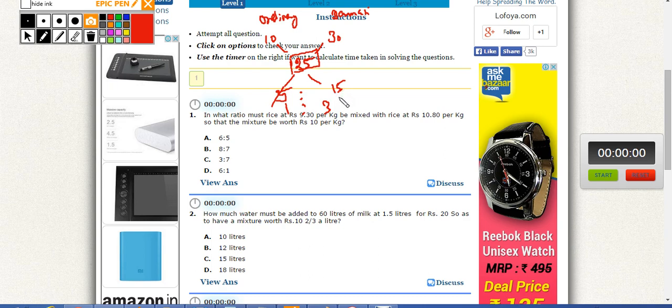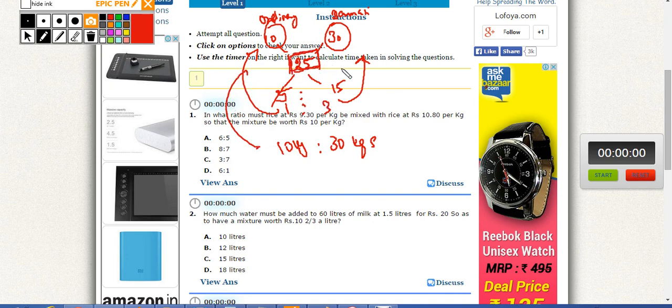So what does that mean? That means that you have to mix 3 parts of 30 rupees rice with 1 part of 10 rupees rice. Okay, it can be anything. Say if you mix 30 kgs of basmati rice, then you have to mix 10 kgs of ordinary rice. Only then the price would come to 25 rupees for you.